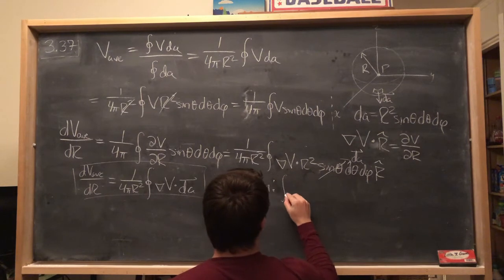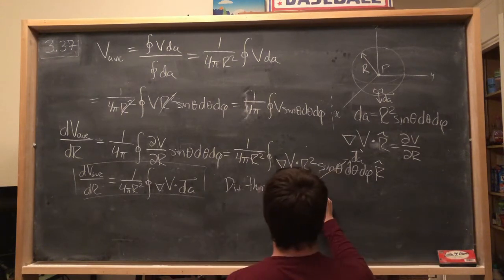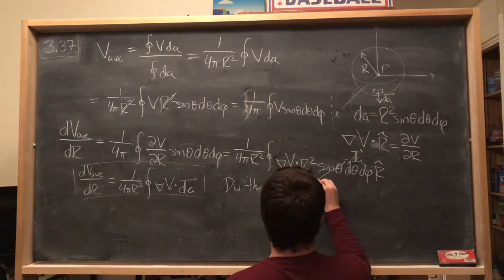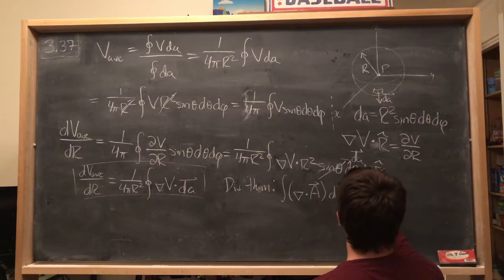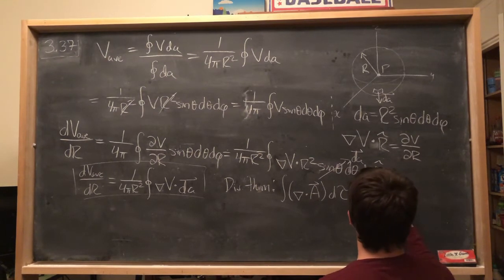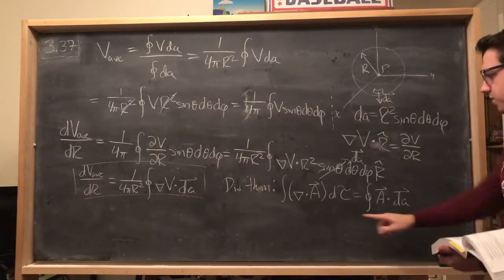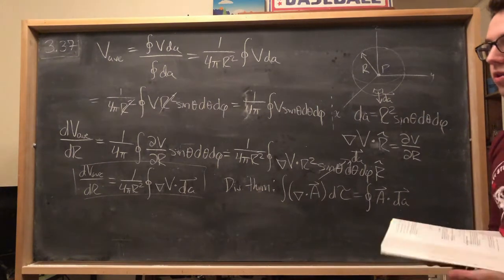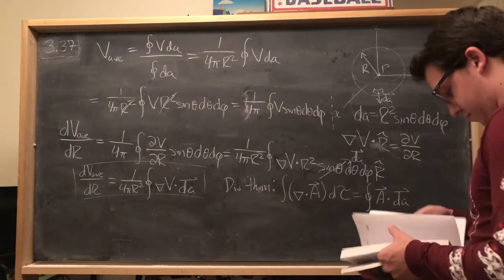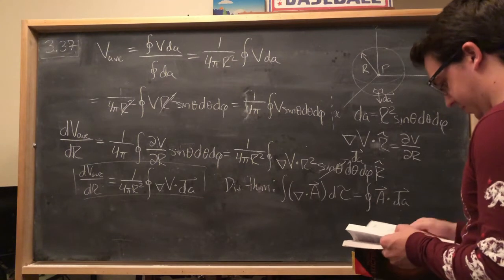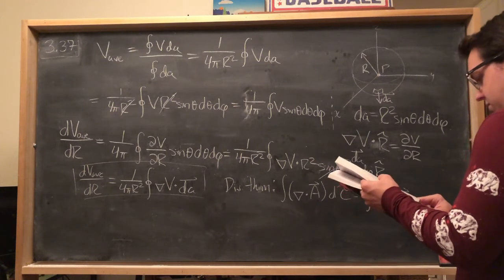It says that the integral of the divergence of some vector, we'll call it A, integrated over some volume, is equal to the closed loop integral of that vector, that would be A, over the surface of what encloses that volume that we're integrating over. And let me just double check that equation. Yeah, looks good.